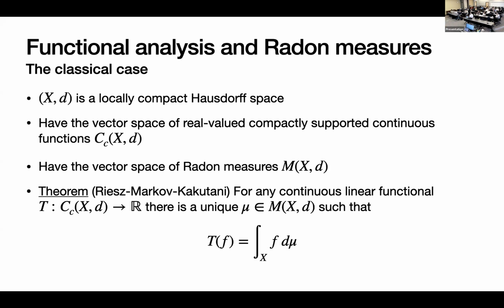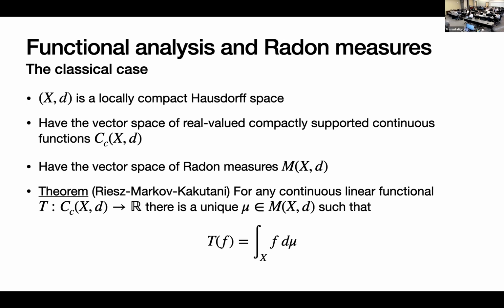But the punchline is this beautiful theorem. So the Riesz-Markov-Kakutani theorem. So if we have any continuous linear functional on this space, there is a unique Radon measure so that the linear functional is given by integrating with respect to that measure. Okay. And furthermore, it's actually an if and only if. The other direction is easier. Integrating with respect to a measure is automatically a continuous linear functional. Okay, so these two things are equivalent.